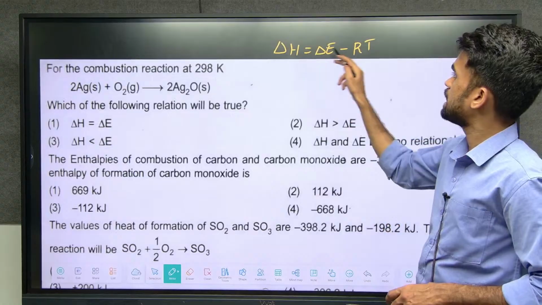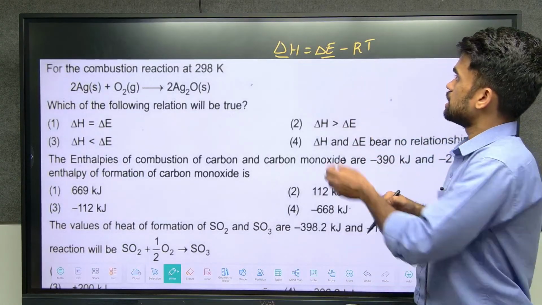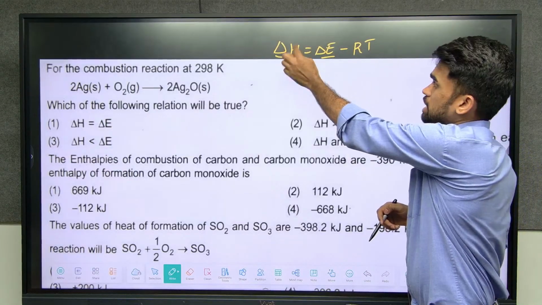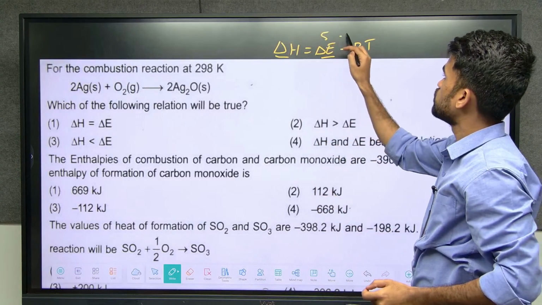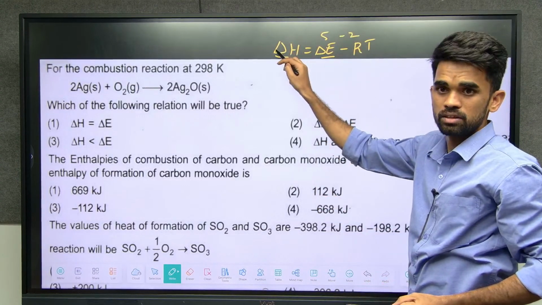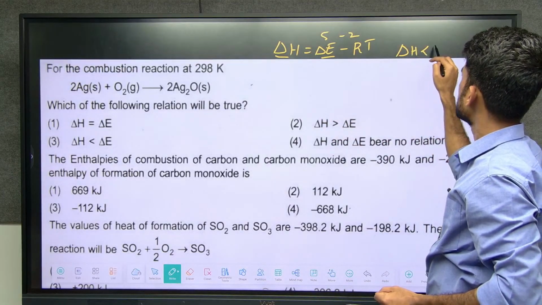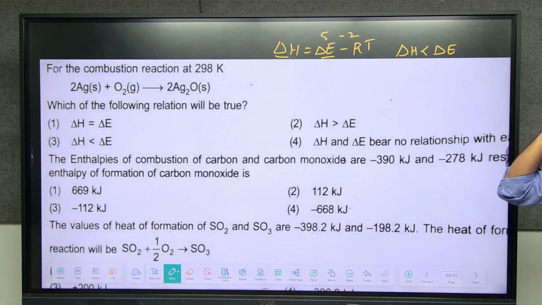Okay. So which is greater out of these two, H or E? See, removing something from delta E, you will get delta H. Means definitely this is less. Something like if delta E is 5, you are removing 2, therefore you will get 3. That is for delta H. So definitely delta H is less than delta E. Like this you should answer. Is it difficult? No.